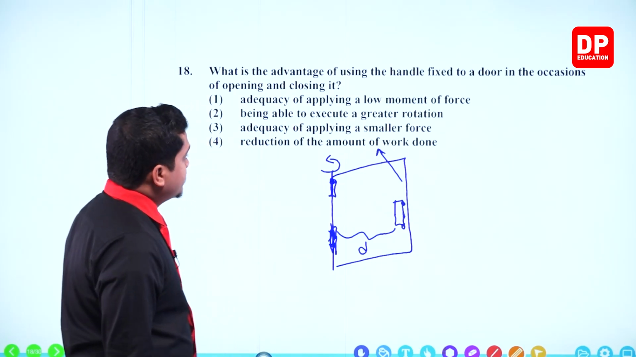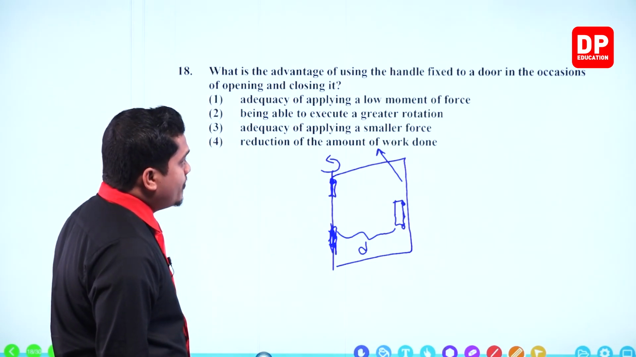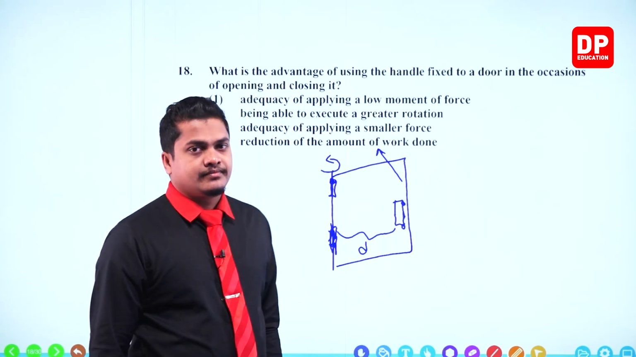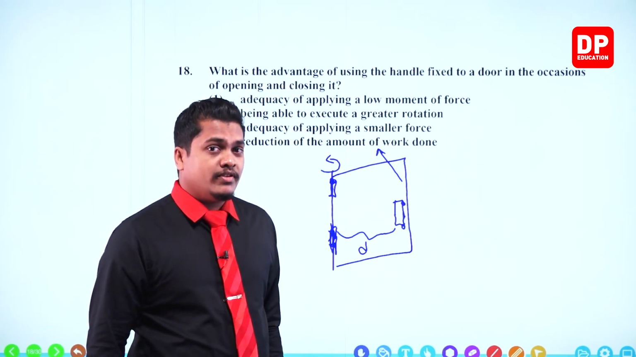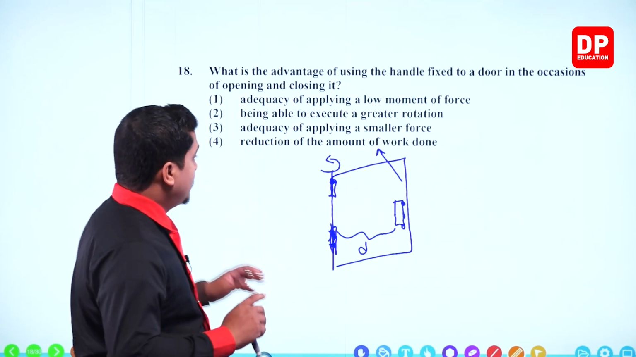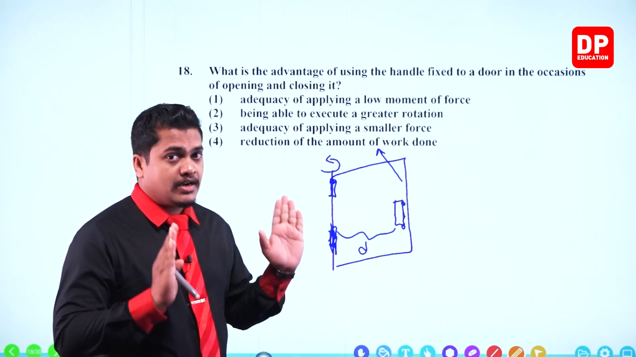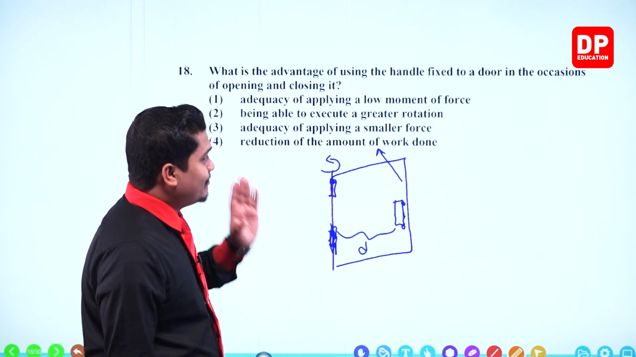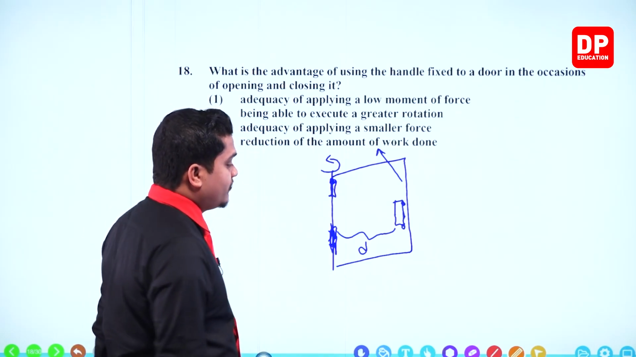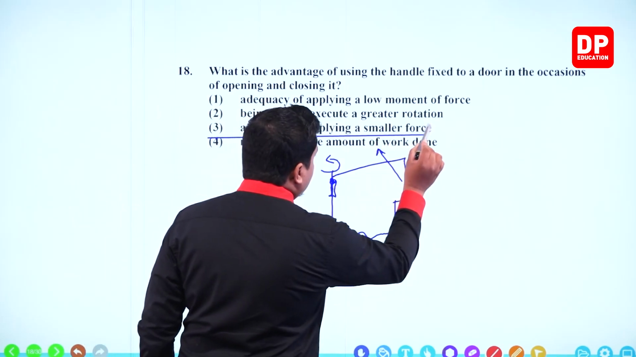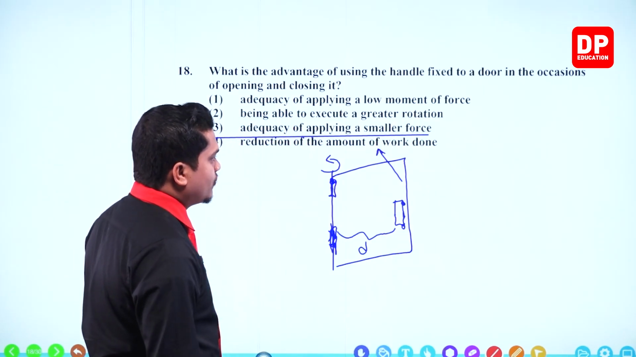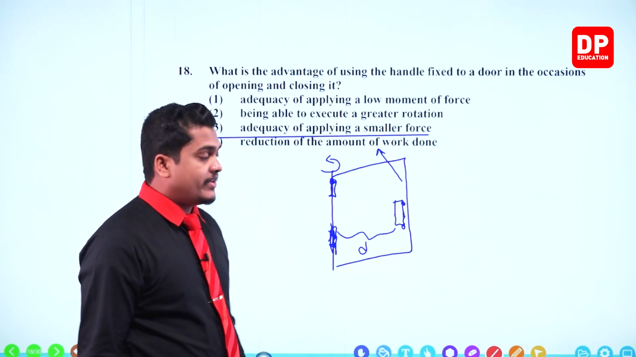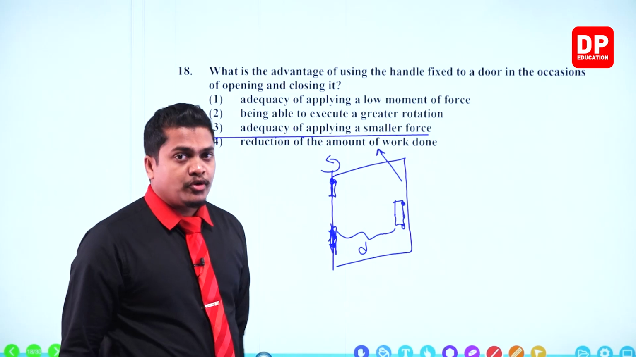Okay, so let's see the answers. Advocacy of applying a low moment of force, incorrect. High moment, right? Being able to execute a greater rotation, that is correct. That's a correct answer. But however, here you have to select the most appropriate one. Like I said, here we can apply a greater rotation, but however, our main idea is not to apply a greater rotation, but to reduce the force applied. So advocacy of applying a smaller force should be the correct and the most appropriate answer for this one. Okay, then reduction of the amount of work done, that is incorrect, right? So our correct answer should be third one, the advocacy of applying a smaller force. That's why we keep the handle at the far end corner, I mean somewhat far away from the rotational axis of the door.